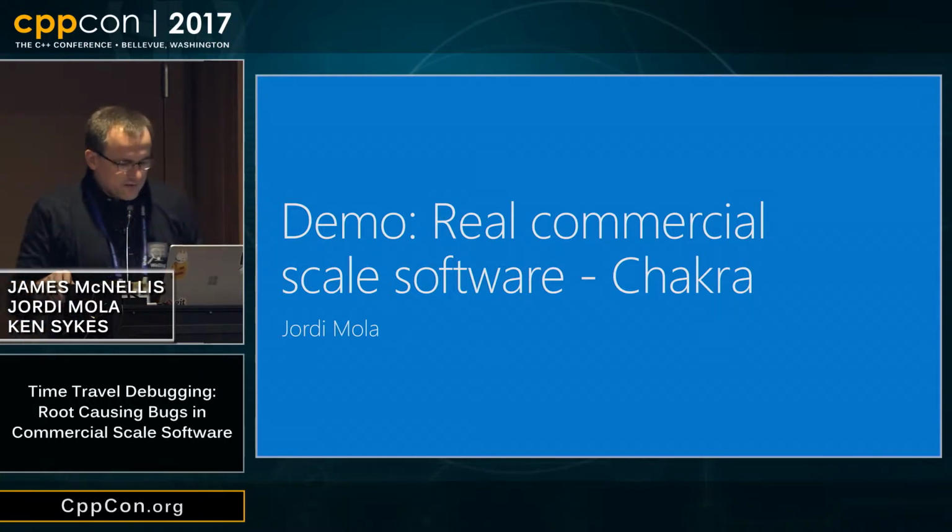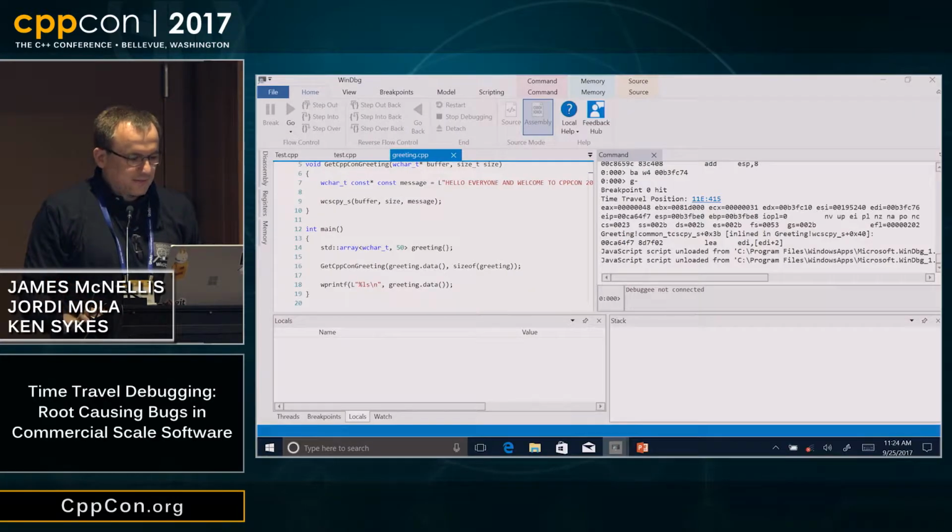Thank you, James. So we wanted to show you an example with production code that is used normally. So we picked the Chakra engine. This is the JavaScript engine that is used in Edge and in IE. And I need an excuse to put the console debugger here since I'm a console debugger user. So we are going to demo the Chakra engine inside of the debugger. The debugger is scriptable in JavaScript. And we are going to just look at a bug in Chakra that way.